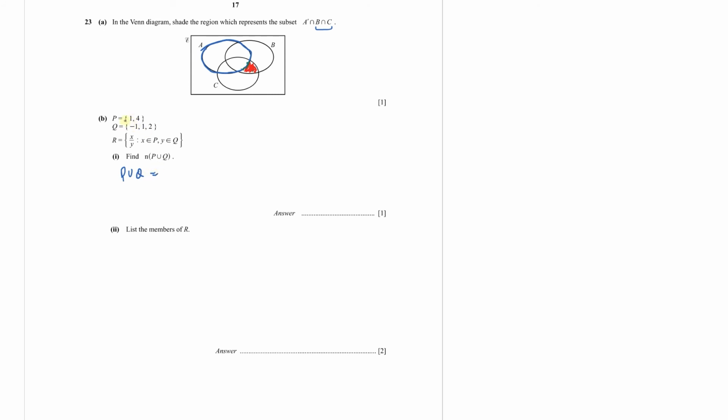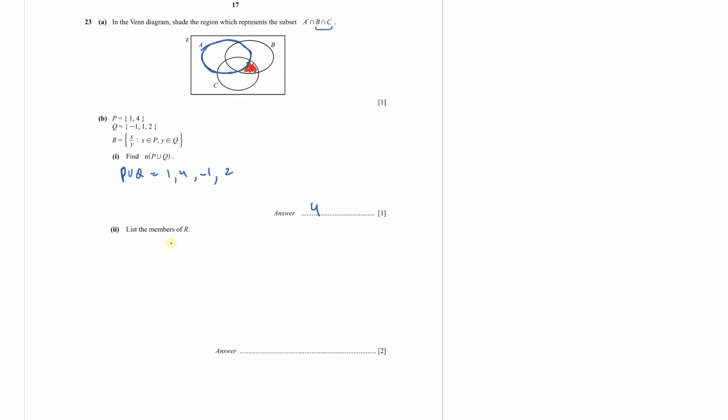Let's first write all the elements of P. So 1, 4. And then write all the elements of Q, which is -1. 1 is already here, so we won't write it again. And then 2. So how many elements are there? 1, 2, 3, 4.